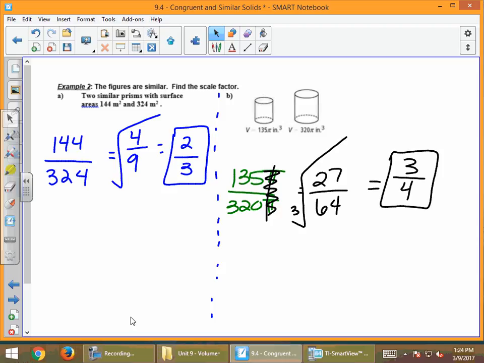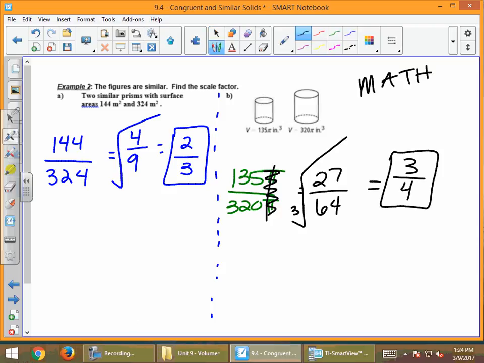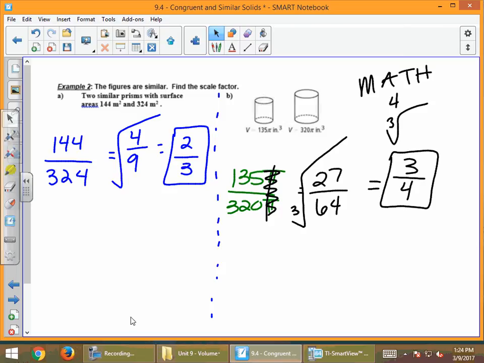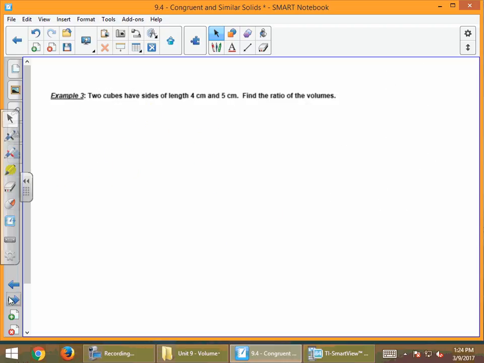Then if you want to make a note, you can say math, and then 4, and it gives you the cube root symbol. So, you're doing this on your own. Example 3, we were given two cubes that have sides of 4 centimeters and 5 centimeters. Find the ratio of the volume.